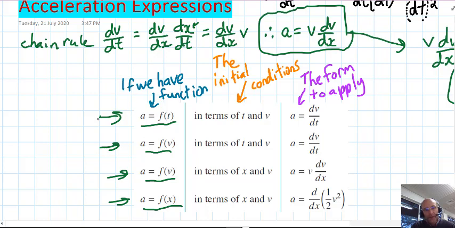So if we look across the first row, if we have the function in the form of a equals f of t, the initial conditions might be provided in a question in terms of time and velocity. Use good old a equals dv dt. If we have a equals a function of velocity in the second row, and initially we're given time and velocity, again use dv dt. However, if we're given in the third row, again a equals f of v, a function of v, but we're given displacement and velocity, we can't use dv dt. We use what we established above, v times dv dx. Lastly, we do have the option, if we've got acceleration as a function of displacement, and we're provided with x and v, one way of doing it is what you see there.